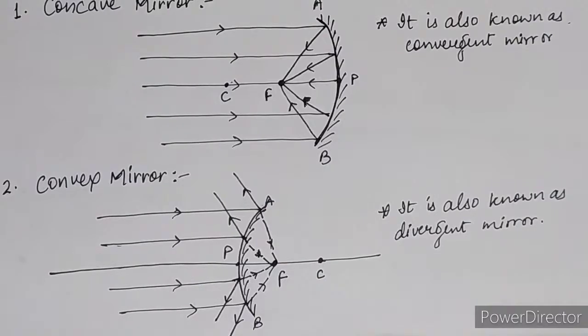Afterwards we are going to explain each and every point, the notations which are denoting the spherical mirror. Clear?